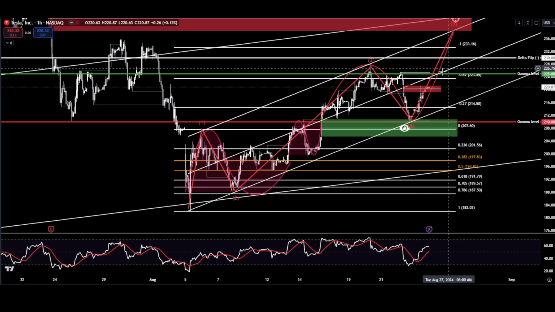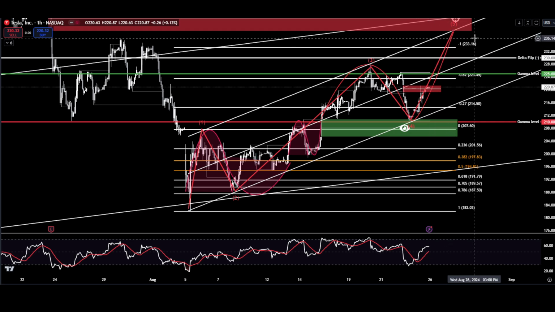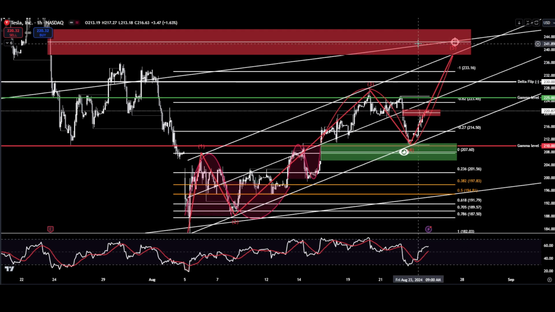And like I said, it's right on that median of that aggressive channel. So at that point, we could reject, come back down and test the support, and then rally up from there. We could break through it, backtest it, and then run at the resistance level. Again, that resistance is up here at 238.